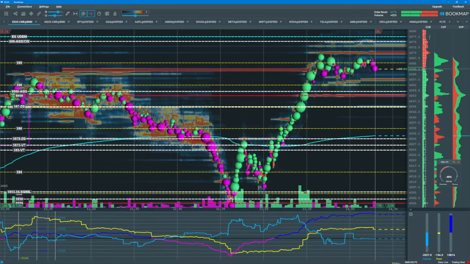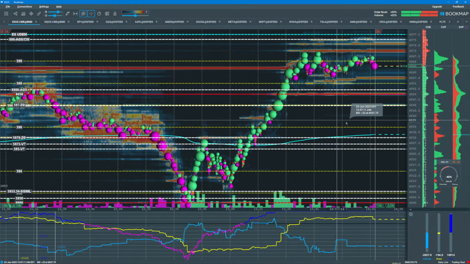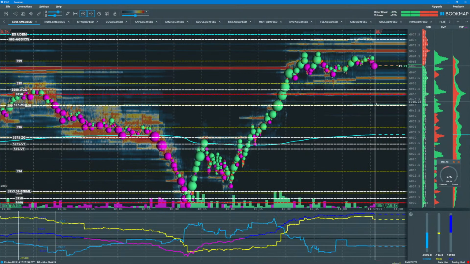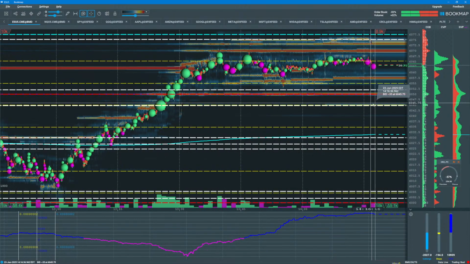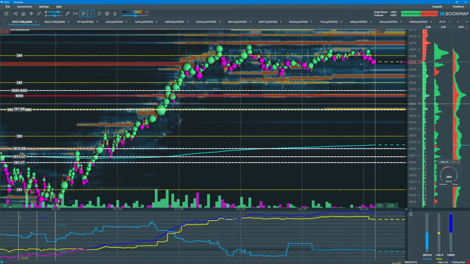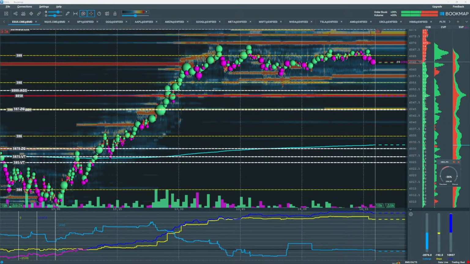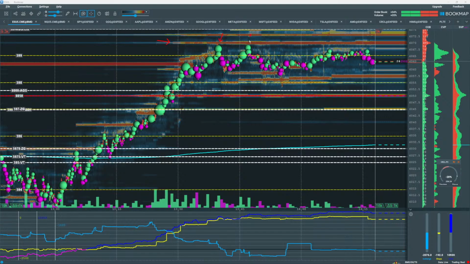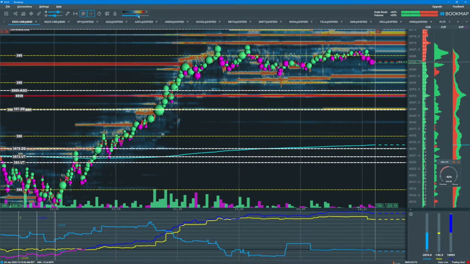Back to Bookmap. Zoom in a bit. All right, so it looks like there are some limit sell orders at 60.70. NES found some resistance at that level earlier. Now making slightly lower highs. Let's darken up the heat map just a little bit.